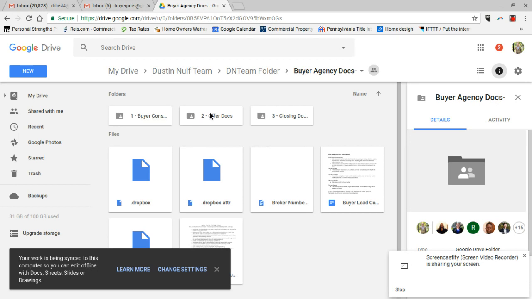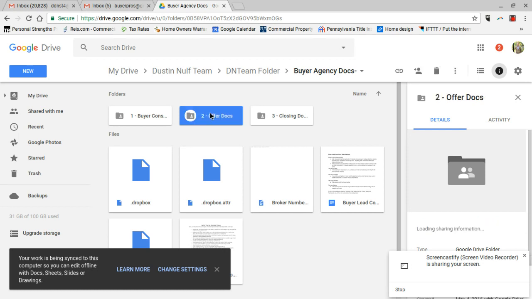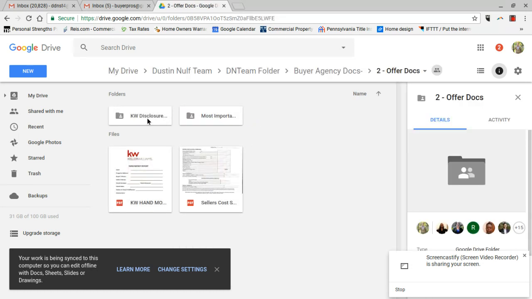The second folder is if you're going to be submitting an offer with the buyer. So the second folder has 2 different breakdowns, right? It's got the most important documents and then it's got the Keller Williams disclosures. The most important documents are the documents that you absolutely 100% must have in order to initiate an offer. If you're doing this on the fly and you just want to get it submitted and you're running out of time, these are your quick documents here.